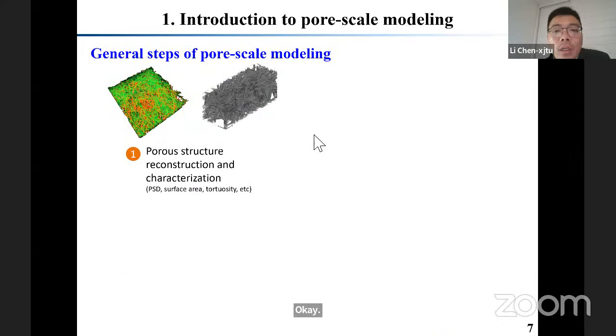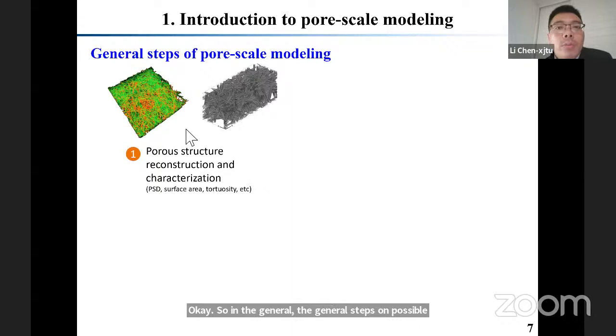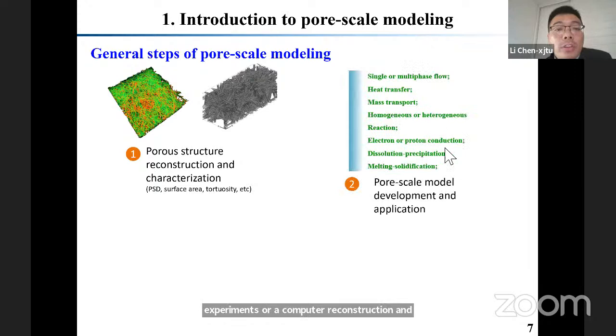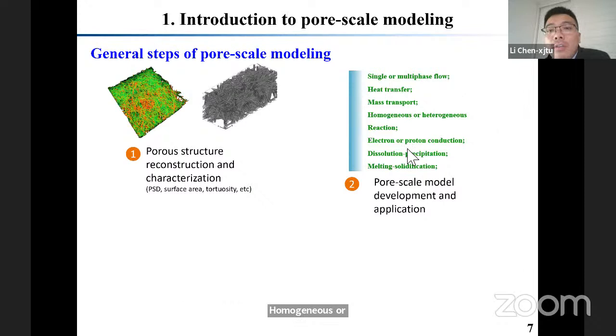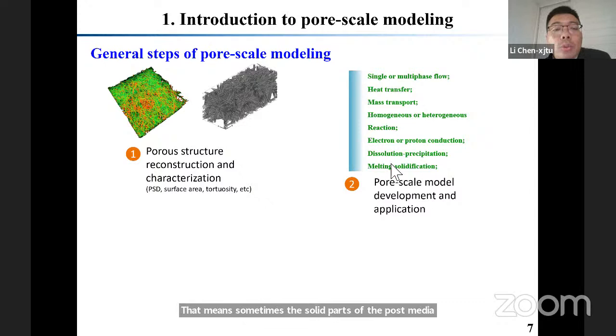Okay, so the general steps of pore-scale modeling are as follows. First, we need to obtain the porous structures of the porous media by either experiments or a computer reconstruction. And then based on the realistic structures, we need to develop pore-scale models to simulate the transport process in the porous media, such as single or multi-phase flow, heat transfer, mass transport, homogeneous or heterogeneous reaction, or the electron or proton conduction, or the dissolution or precipitation. That means sometimes the solid parts of the porous media may be changed due to the chemical reaction or due to the melting or solidification. So we also need to track the evolution of the solid structures, okay?